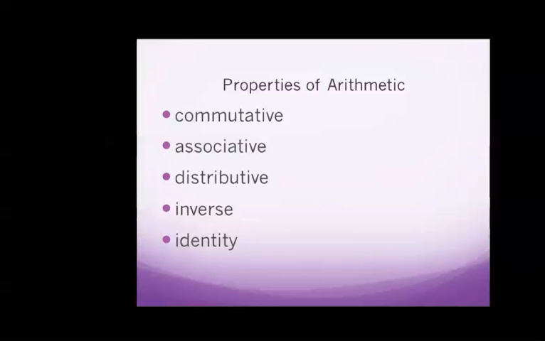The 5 properties of arithmetic are commutative, associative, distributive, inverse, and identity. These are the rules that numbers follow. So when we have you do things like the order of operations, it's because of these rules that we have rules like that, where we have to do things in a certain order so that in the end everybody can get the same answer. So let's look at some examples of these types of properties.